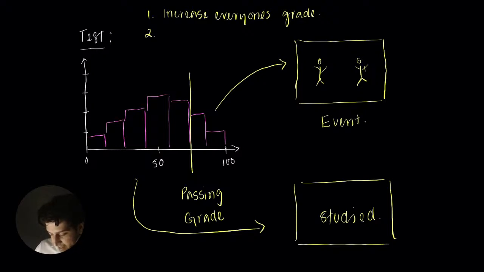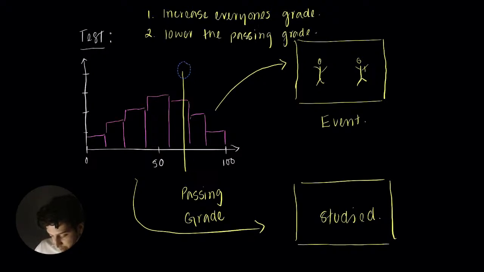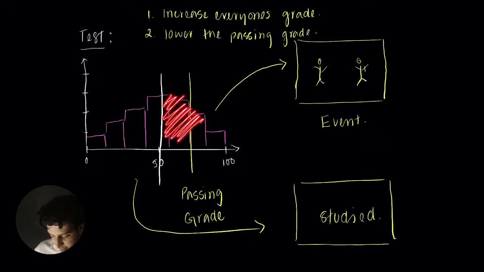The other way is I can lower the passing grade. I can say, hey, lower this over here to this side. Let me draw a new one. If I lower the passing grade to here, or maybe exactly on 50%, because that's normally the passing grade, right? If I make my new passing grade here, more people will pass without their marks changing, and they'll go to the event.